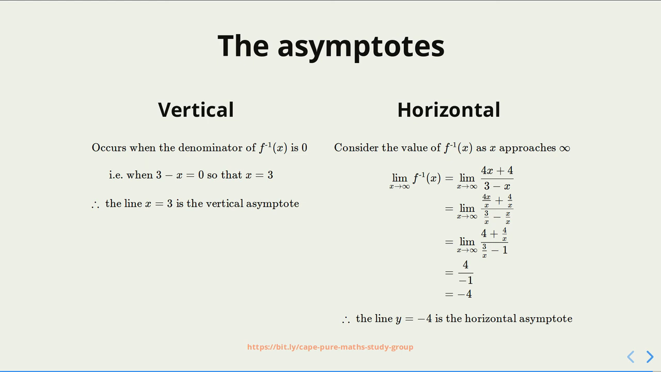Question: what do you notice about the asymptotes of the inverse function with respect to the original function? Think about that for a moment before continuing.